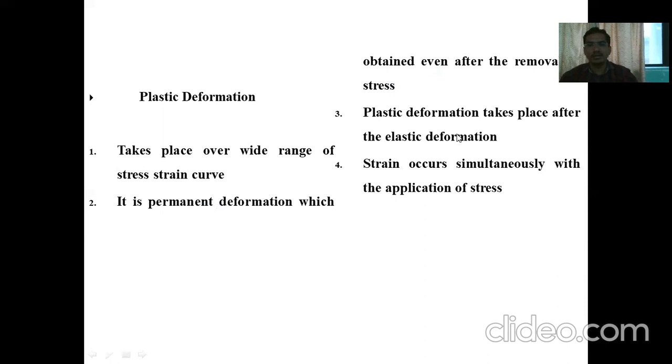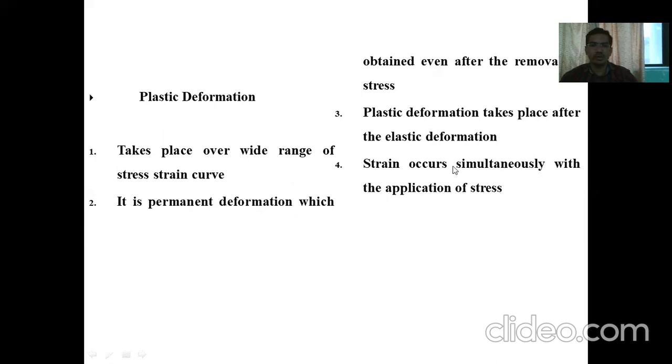Next, the plastic deformation takes place after the elastic deformation. So this is also an important point. The plastic deformation always occurs after elastic deformation. So initially there is elastic deformation in the material, and as we increase the stress or load value, beyond the elastic limit the deformation is going to start, and such a deformation is called plastic deformation. The next, fourth point is strain occurs simultaneously with the application of the stress.